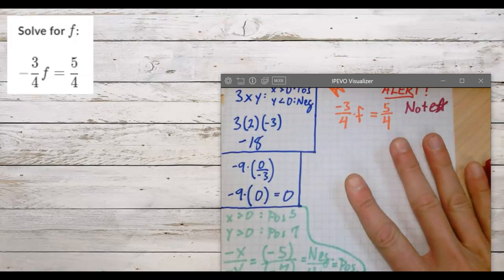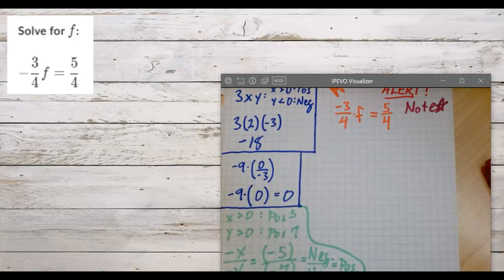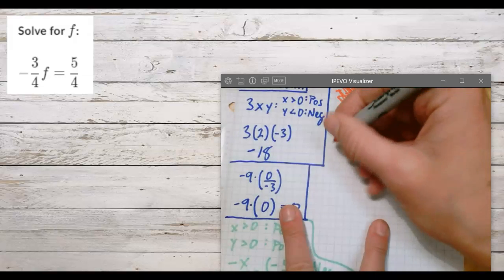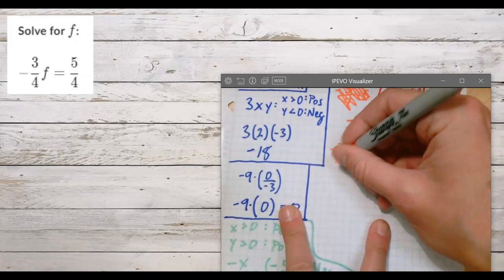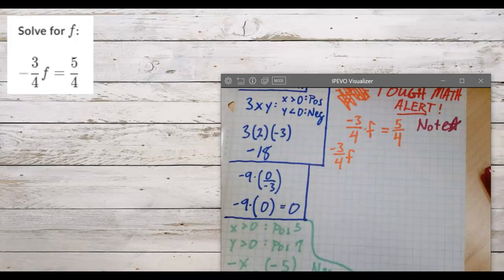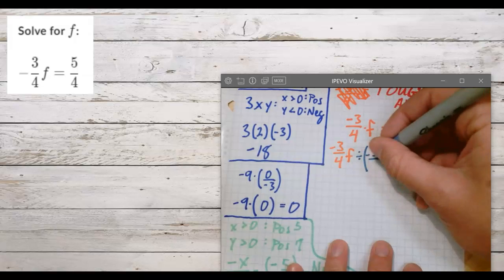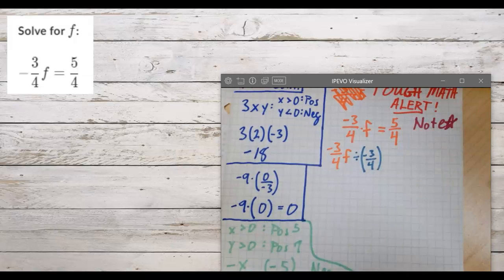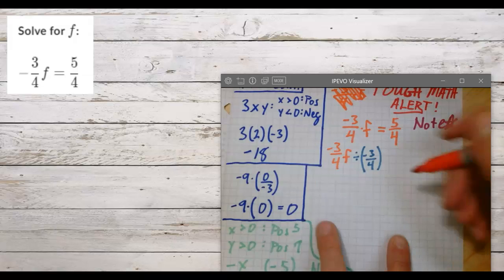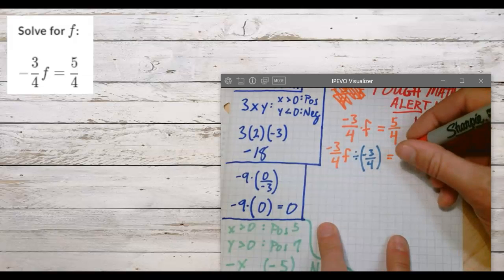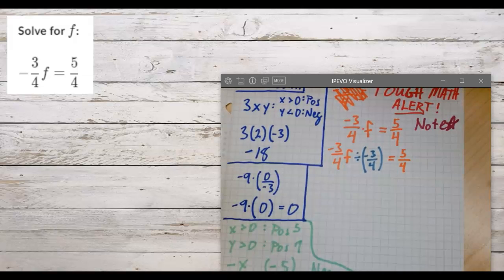I don't necessarily advise that you write out the in-between step, okay? Here's the in-between. We take negative 3/4 f, and we say, well, since you were multiplied by negative 3/4, divide by negative 3/4. You don't necessarily have to write this out. If you don't want to, it's up to you. The next step I will ask that you write out.